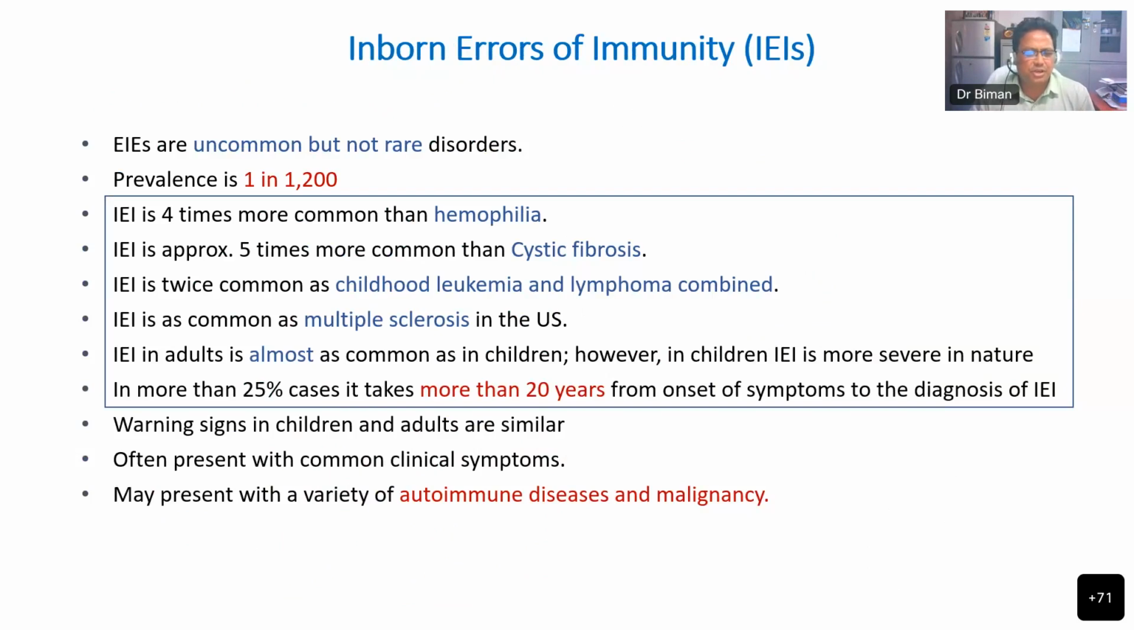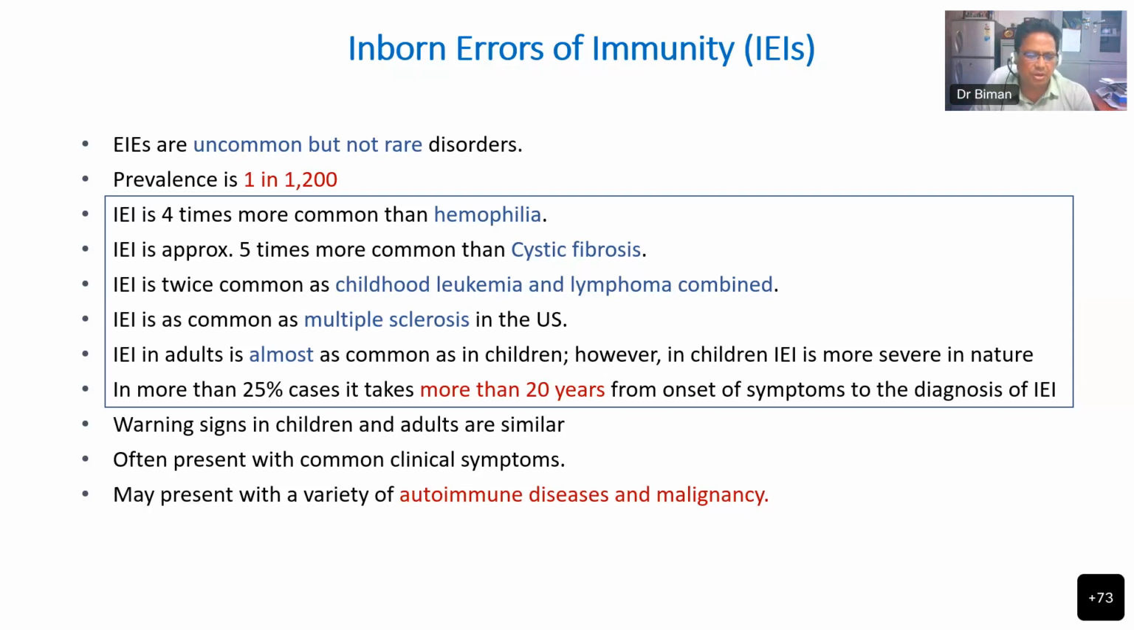It's 4 times more common than hemophilia, 5 times more common than cystic fibrosis, and it's as common as multiple sclerosis in the US. I'm talking not about single conditions, but about PIDs as a group. And there are warning signs which help you in picking up these patients. There are warning signs in children and in adults, and they are very similar. And the symptoms can often be very common clinical symptoms.